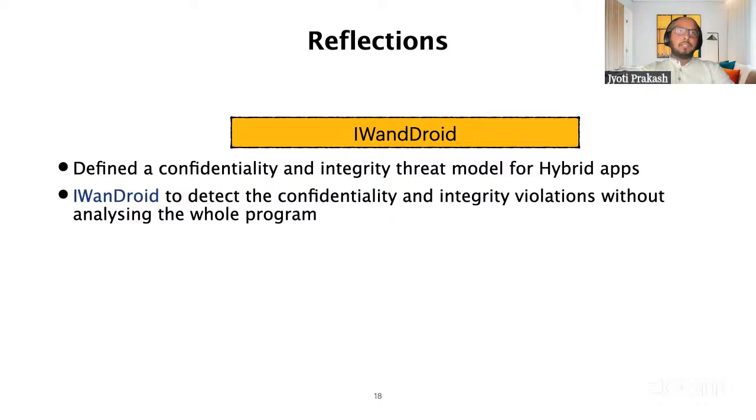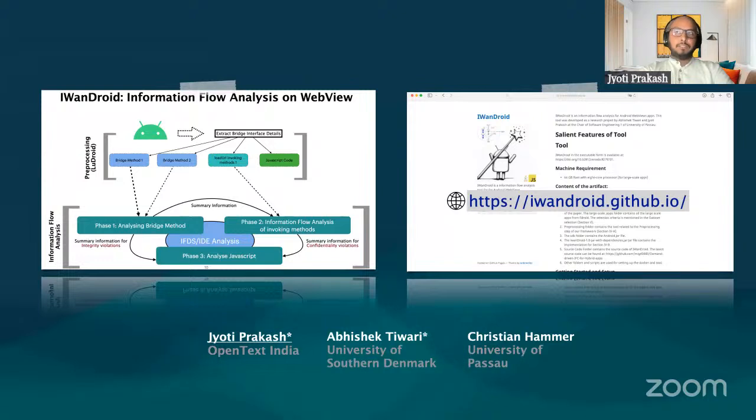So to reflect on what we have achieved, we have defined a confidentiality and integrity threat model for hybrid apps, and we were able to see that I1 is a scalable technique for analyzing hybrid apps without analyzing the whole program, and at the same time detecting confidentiality and integrity violations, which do not require a whole program analysis. So with this, I'd like to end my talk, and I'll be happy to answer your questions. Thank you for your attention.